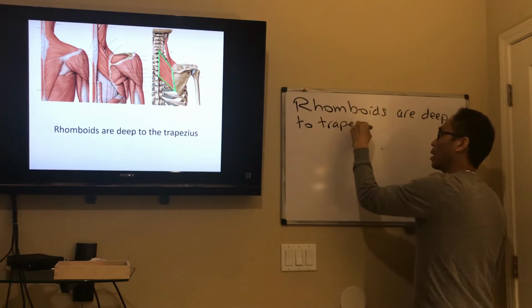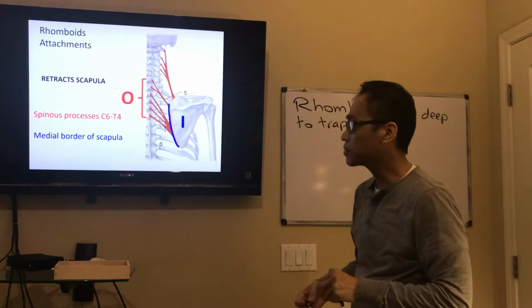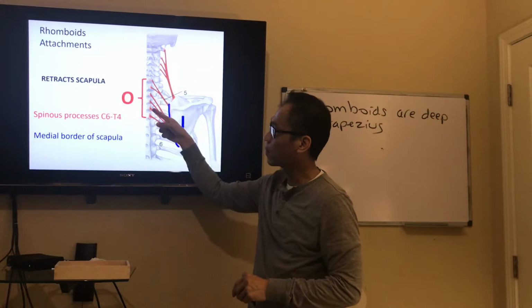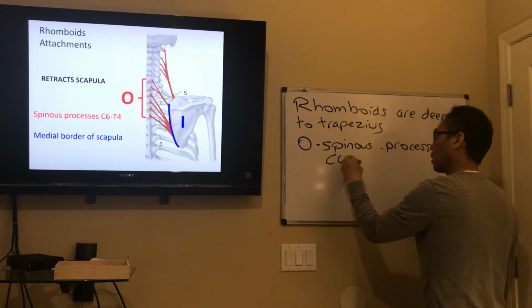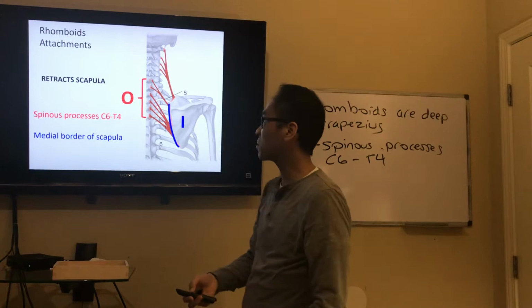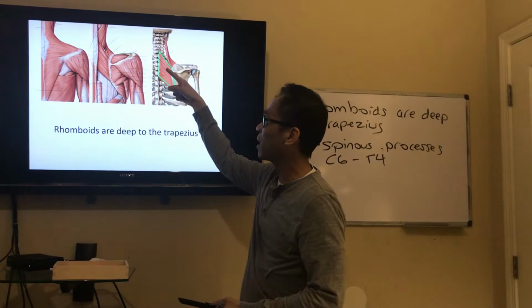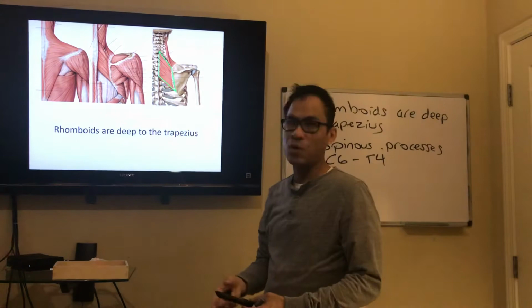The O's and the I's are on the next slide. Again, going from trunk to scapula. Here are the origins, the spinous processes, C6 to T4. And you can notice on this picture and on the previous slide, there's actually two rhomboid muscles here. There's a minor and a major. Minors are superior, that's usually the rule, but I've noticed in cadavers it's hard to distinguish the major from the minor, so I usually just teach it as one muscle, rhomboids. You're not responsible for major and minor, just so you know.